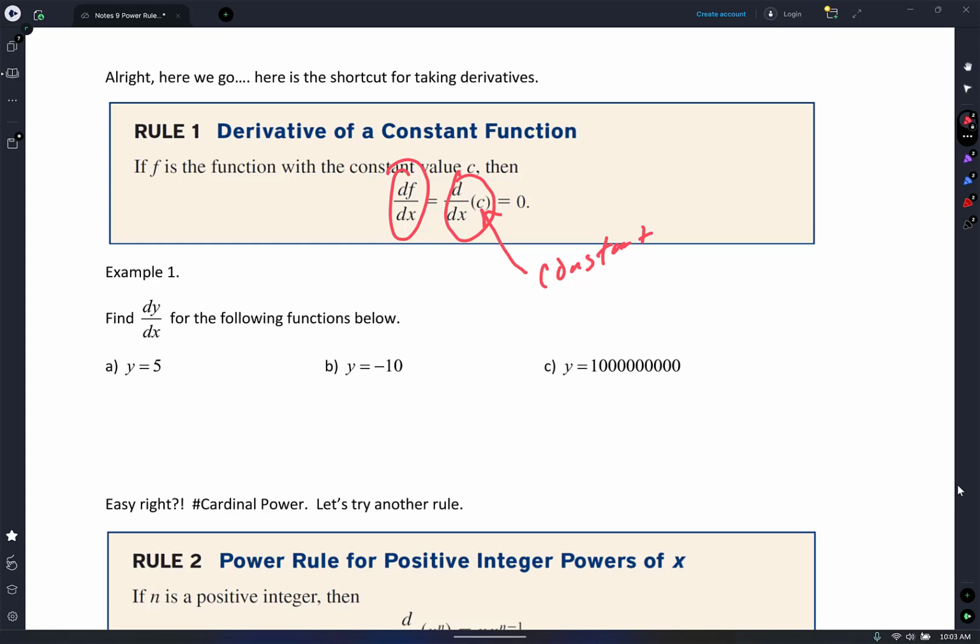Find dy dx for the following functions. Y equals 5. What's my slope of y equals 5? 0. So I'm going to write y prime equals 0. Or you can also write dy dx equals 0. They both mean the same thing. Y equals negative 10.